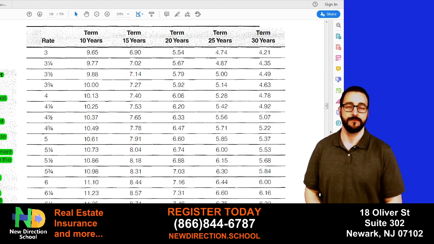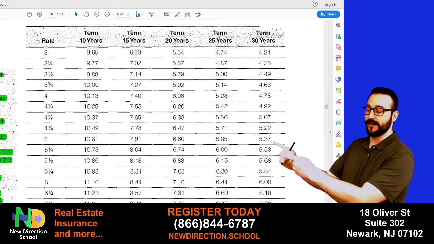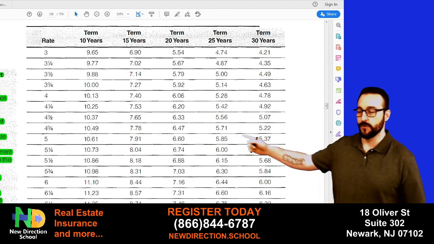In the school exam, no mortgage calculator. In neither of them can you use your phone. So we've got to figure out how to use this. How do we use it? We're going to find the appropriate rate.